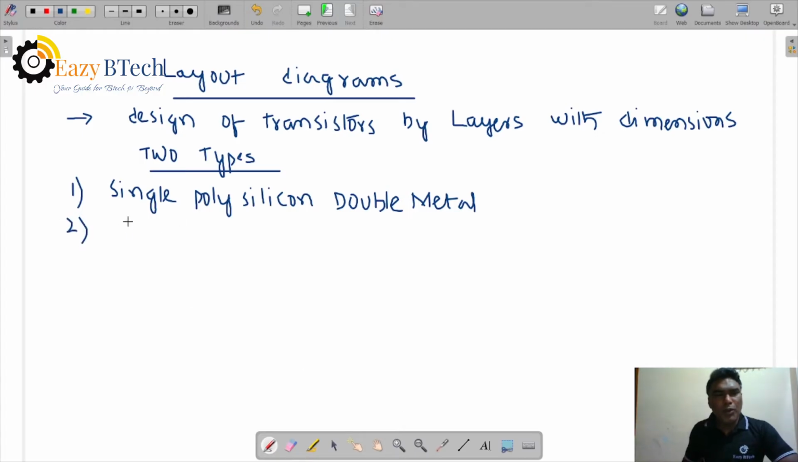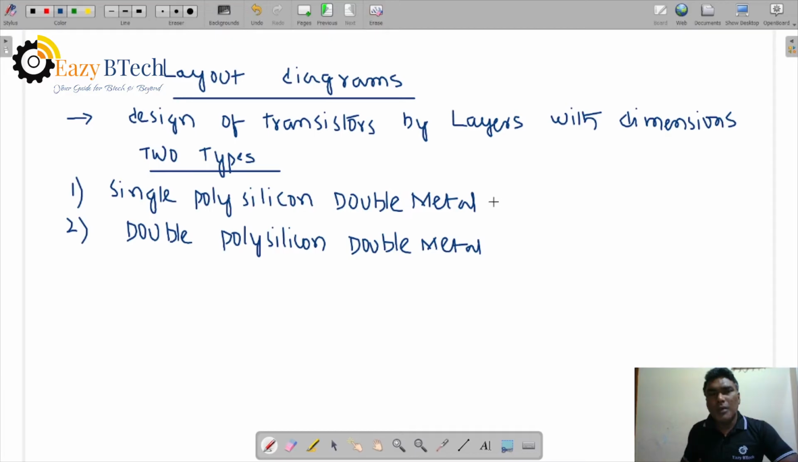The second one is double polysilicon. Two polysilicons are used, poly 1 and poly 2, with double metal.